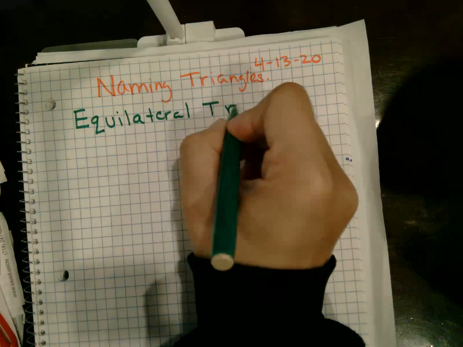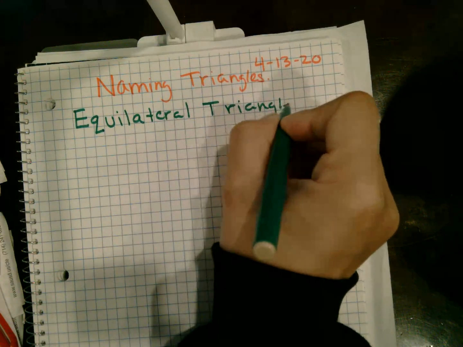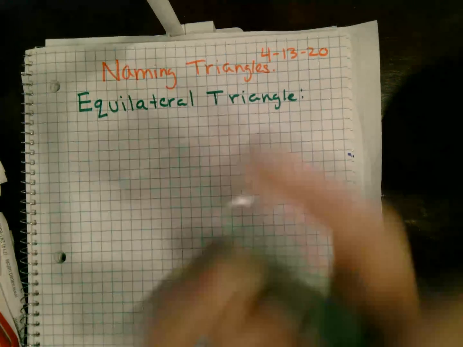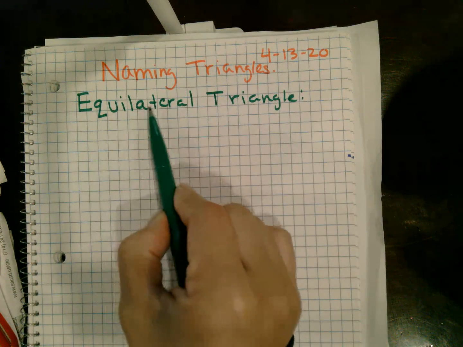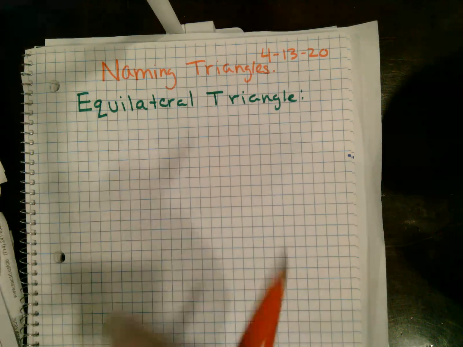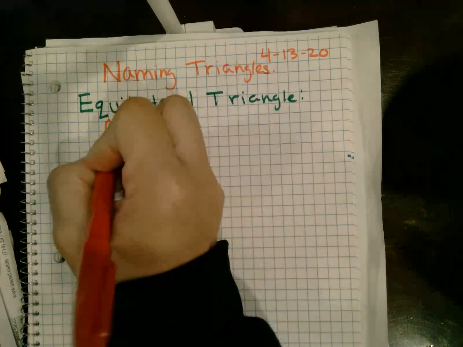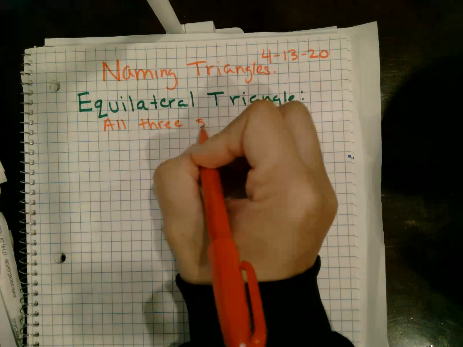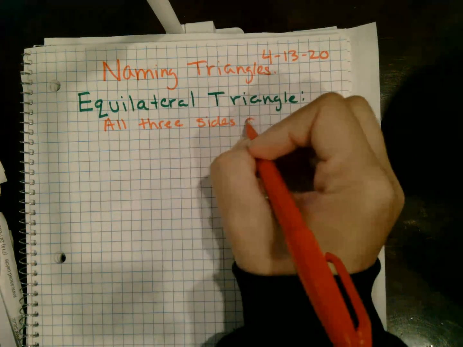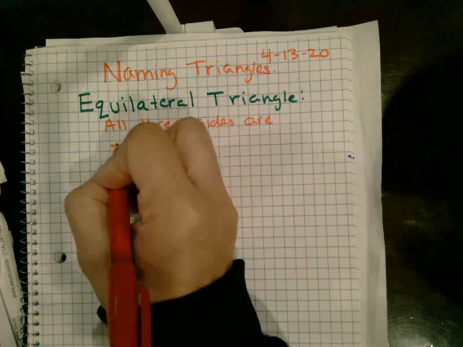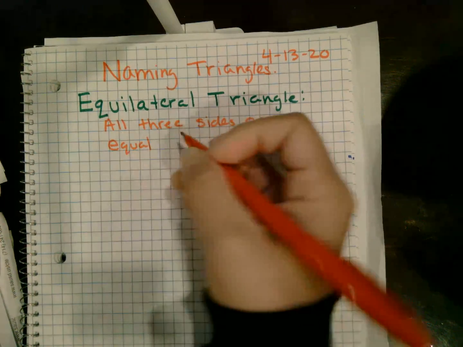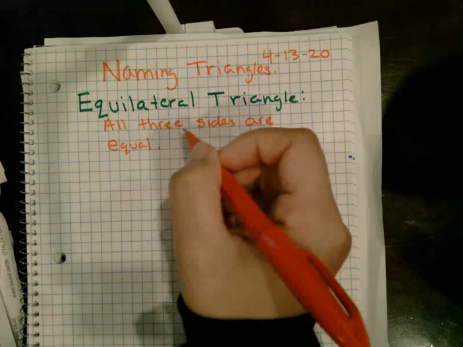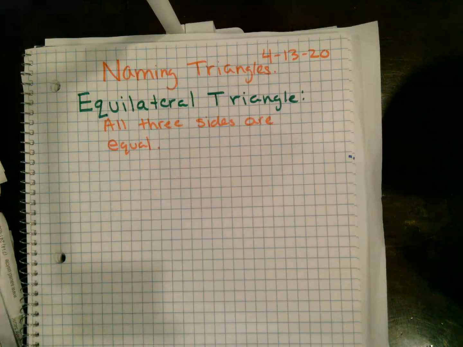Equilateral triangle. And well, the name is kind of similar to what it stands for. Equilateral means all three sides are equal. Okay, so if you have an equilateral triangle, that means that all three sides are equal.